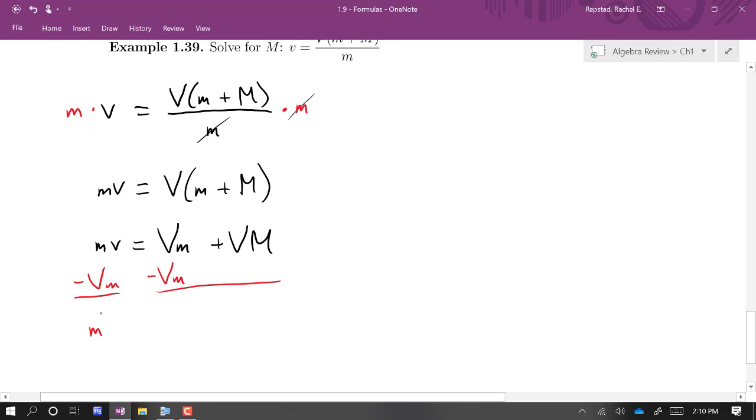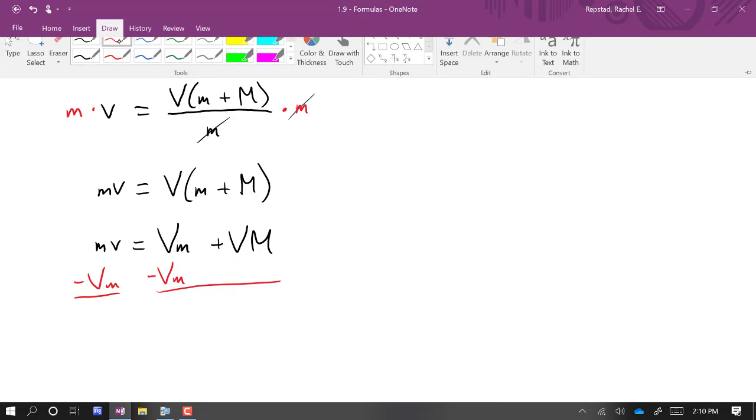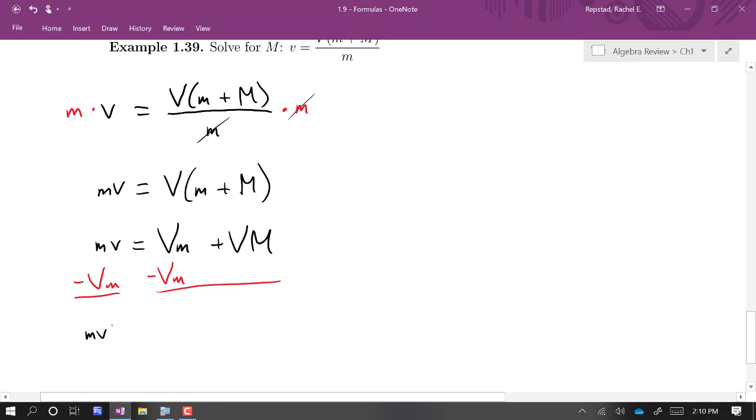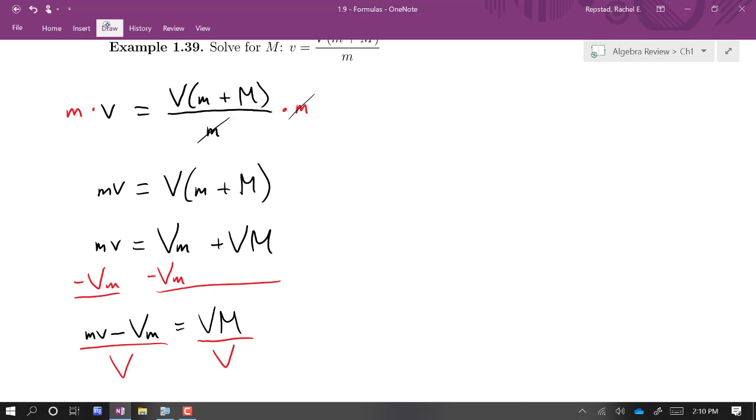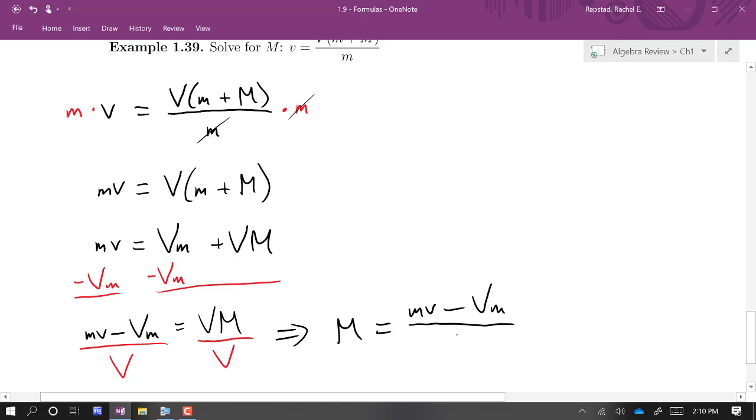So now I have little m, little v, minus big V, little m, equals big V, big M. And the only thing left to do to get big M by itself is to divide by big V. So I'm going to do that on both sides. That gets us the result. Big M equals little m, little v, minus big V, little m, all over big V.